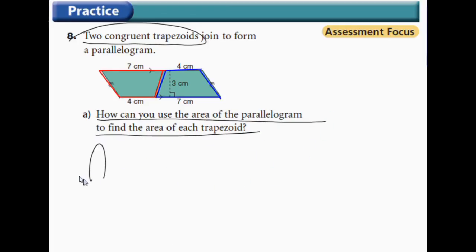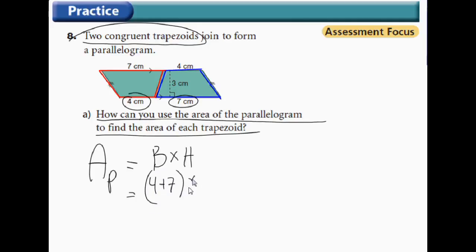We first start with the area of the parallelogram, area of P. We know that is simply base times height. Our base is going to be 4 plus 7, times our height, which is 3. So it's 11 times 3, which is 33 centimeters squared.